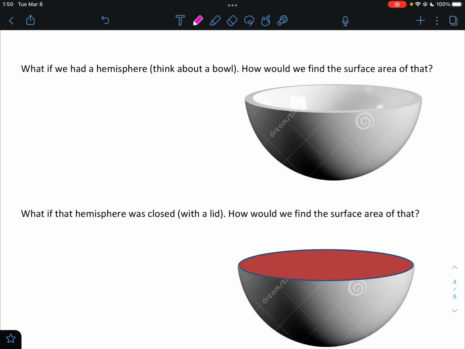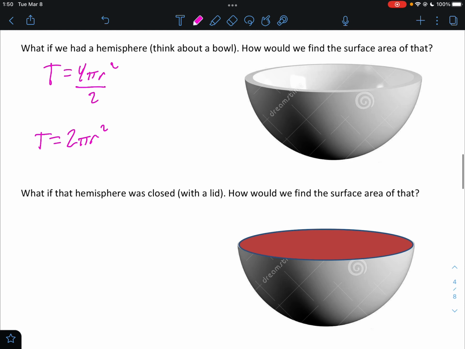What if we had a hemisphere? Think about a bowl like we have here. How do we find the surface area of that? Well, if a full sphere is 4 pi r squared, a hemisphere is just half that. So we'll divide that by 2. And 4 divided by 2 is just 2, so it would be 2 pi r squared.